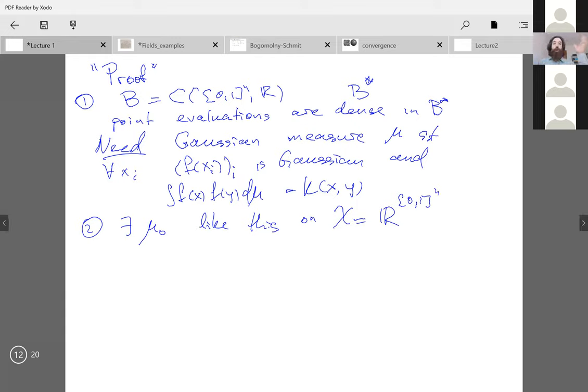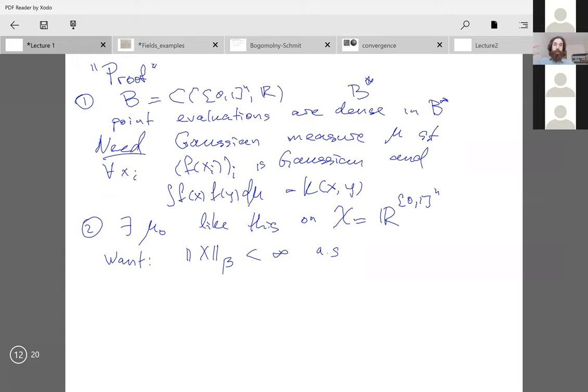It lives on this horrible space of all functions on our cube. And in some sense, we want to show that if we take a function, so if we sample from this measure mu naught, then we want that if we take the Hölder norm, then this is finite with probability one. And so our measure actually sits not on this horrible space, but on nice Hölder functions.